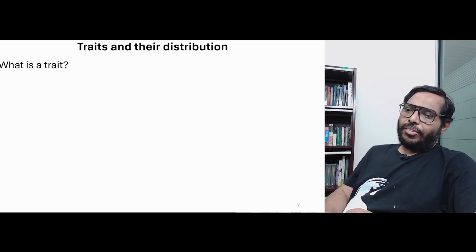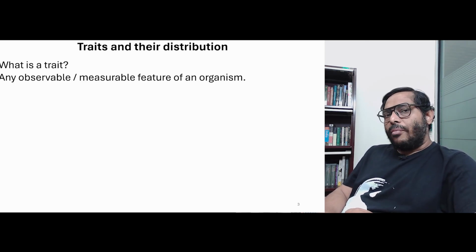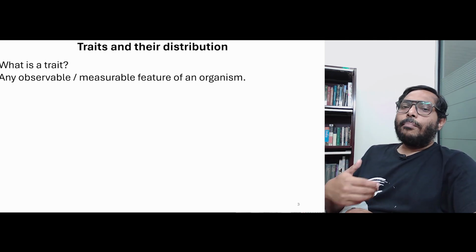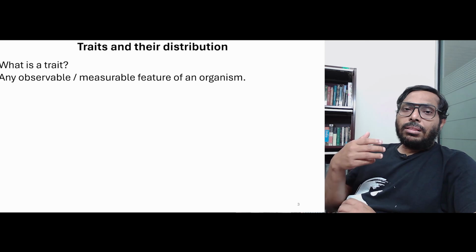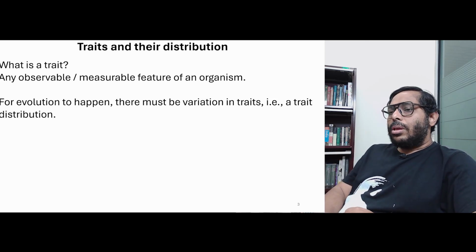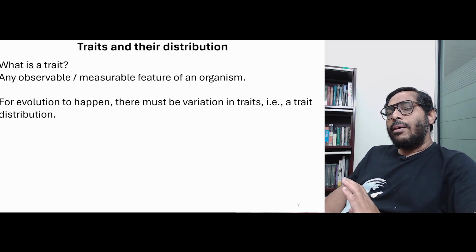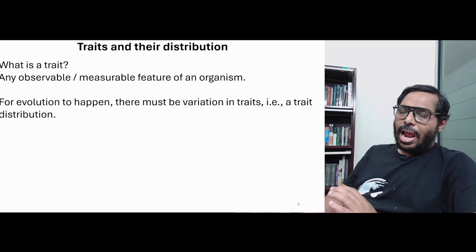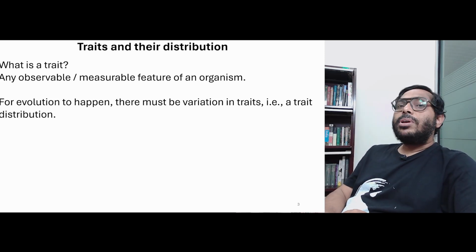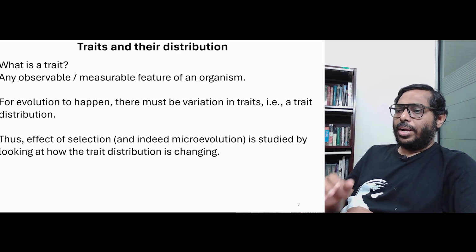So what exactly is a trait? Any observable or measurable feature of an organism constitutes a trait. For example, if you are looking at me, my height, my body size, the fat content of my body, all these are my traits. Now, for evolution to happen, there has to be variation in the traits, which essentially means, since we study evolution at the level of the population, that we need a distribution of the traits, trait distribution as we call it.